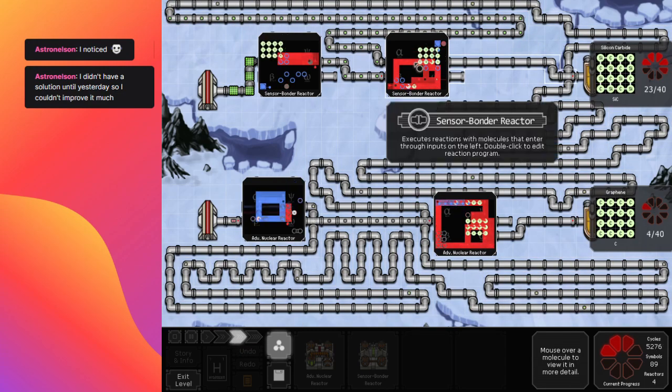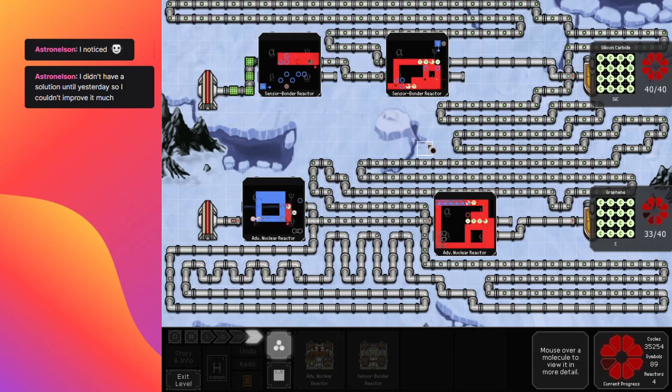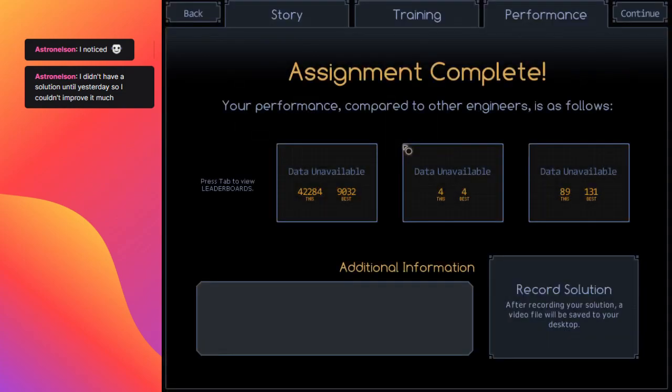Yeah, it's definitely making a lot more of this output than the second output. And if you run it, it fills the world up with garbage, and it works. 89 symbols, quite a bit lower than the previous solution. That's for a score of 149. 4 reactors, 89 symbols.